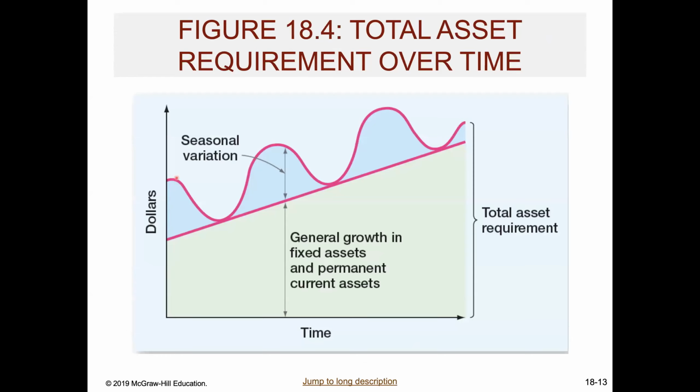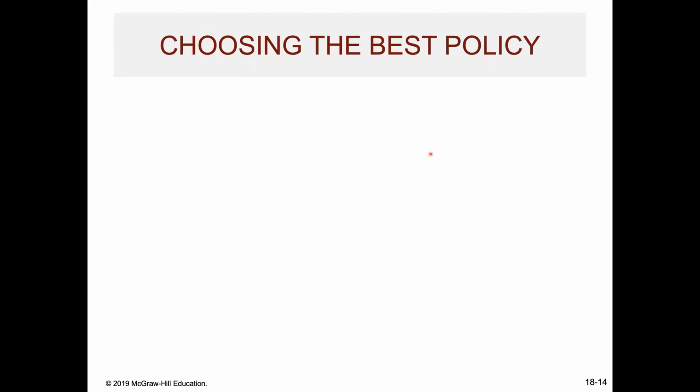So here's a diagram of this. Our business might have these seasonal variations where they'll go up and they'll go down. In general, with a healthy business, we expect a general growth in fixed assets and permanent current assets. So that line we expect to continue on as the business progresses, but we'll have seasonal variation right here. So the total asset requirement is our fixed assets plus this seasonal variation. And so you can see it goes up and it goes down over time.